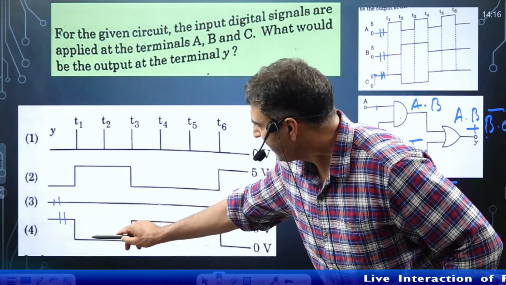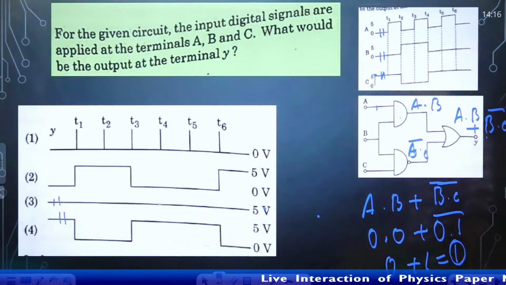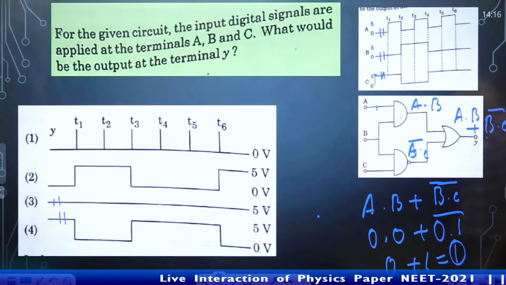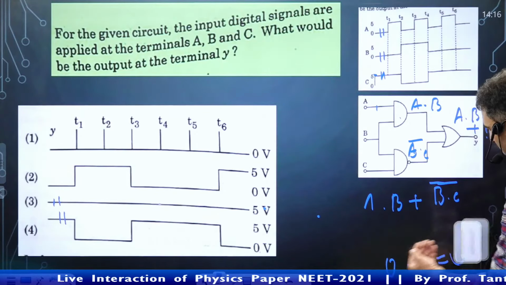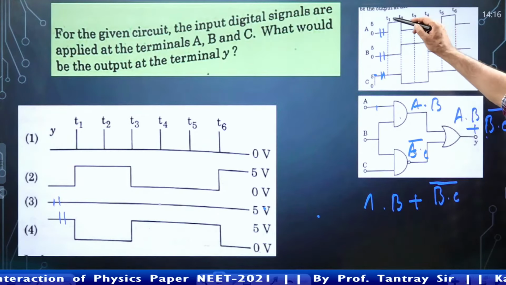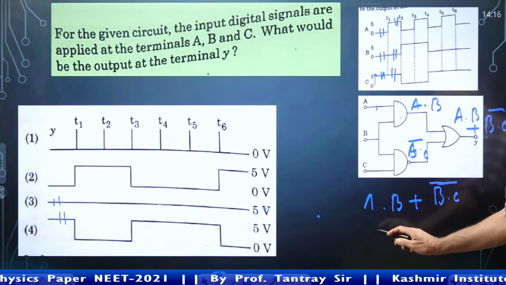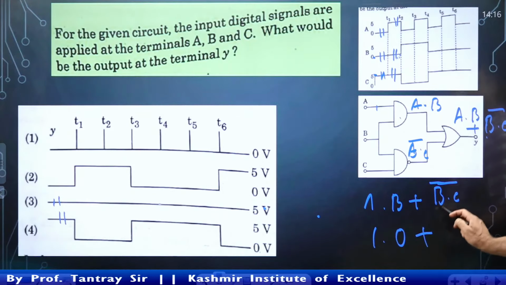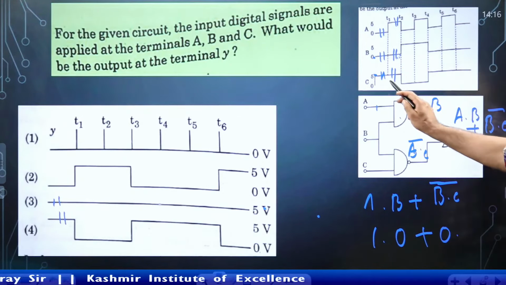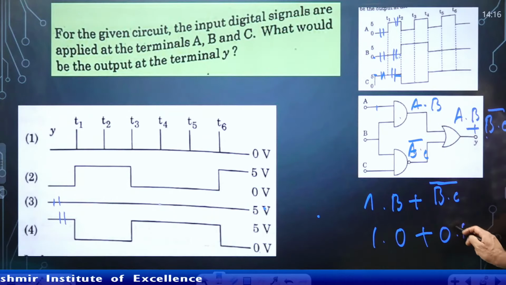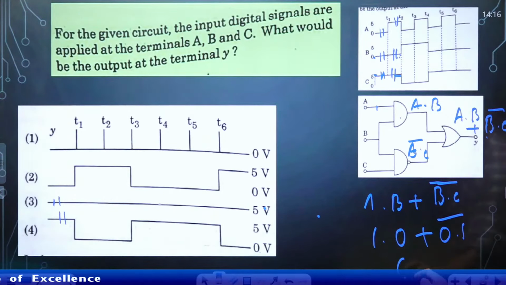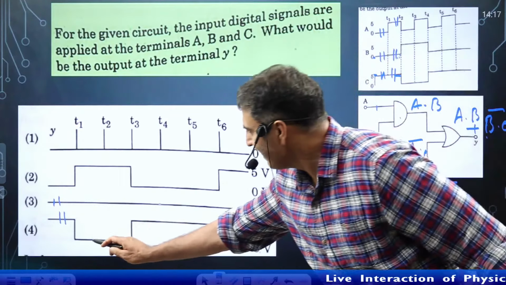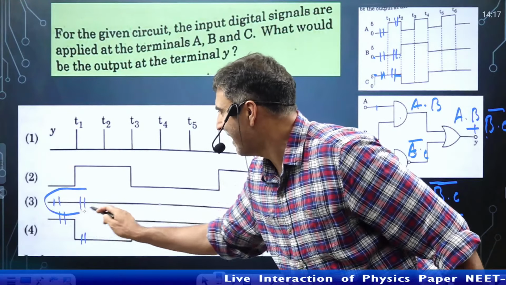Going ahead, this is lower but this is again higher. Let me check for the second. Second is A, B, C. What is A? That is 1. B, again 0. C is 1 bar. It is 0 or 0 and 1 is 0 bar 1. It's again 1. But here it is lower. It is again 1. So this is the answer.